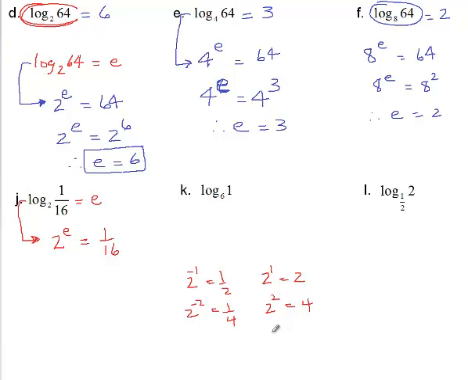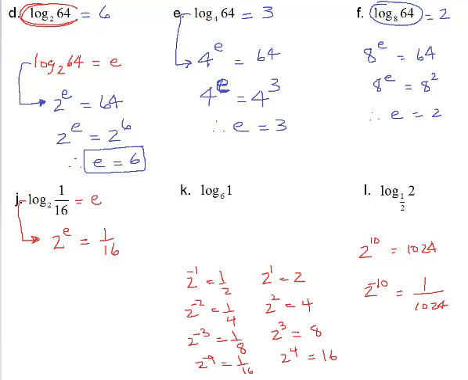So you can see the pattern building here. If 2 cubed is equal to 8, then 2 to the negative 3 is 1 over 8. 2 to the 4 is 16, then 2 to the negative 4 is 1 over 16. Okay? Now if I did one more, let's say 2 to the 10 is 1024. That's a kilobit of information. Then 2 to the negative 10 would be what? 1 over 1024. Okay? So there's several ways you can do this.